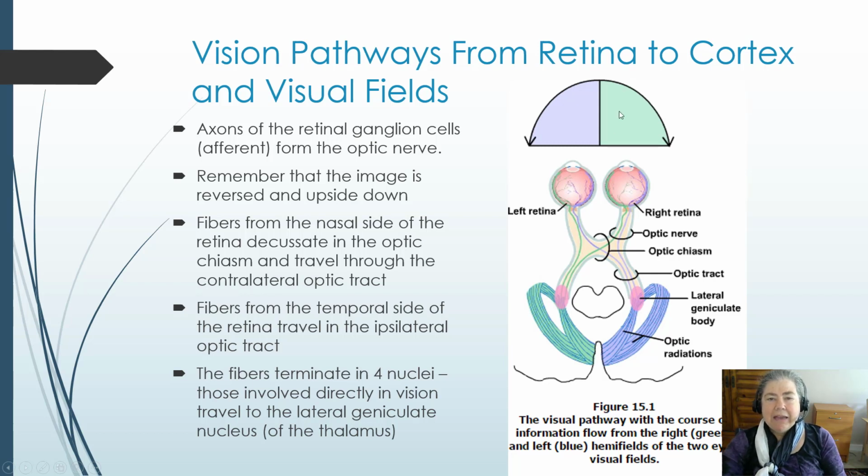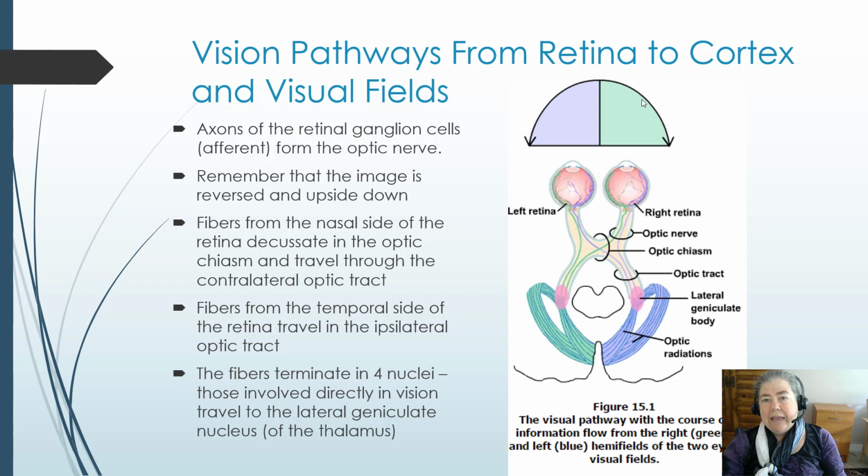And now we're coming back to the visual pathways. And this is stuff that's going to come up again and again and again. And this may be your first exposure to it, or you may have been exposed to it as an undergrad. But this is stuff you've got to know. So remember that the axons of the retinal ganglion cells, and these are afferent axons, they form the optic nerve. Okay, and the image is reversed and upside down.